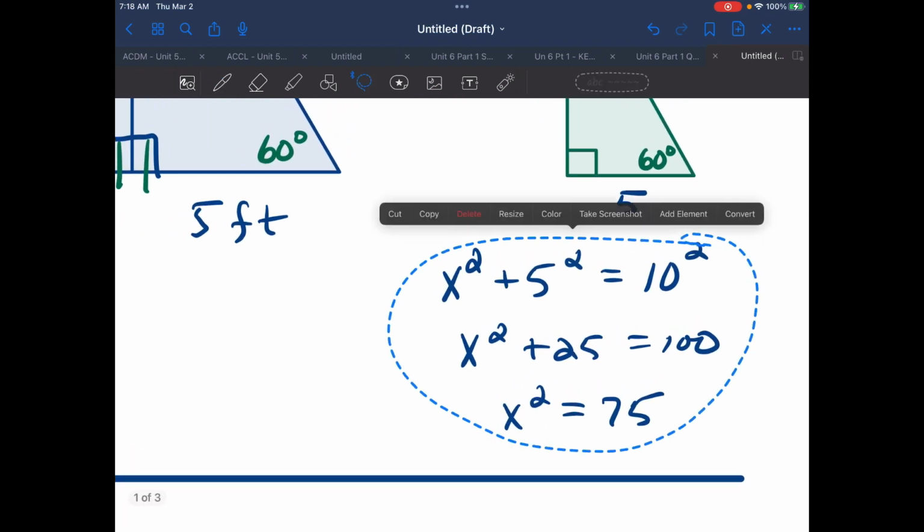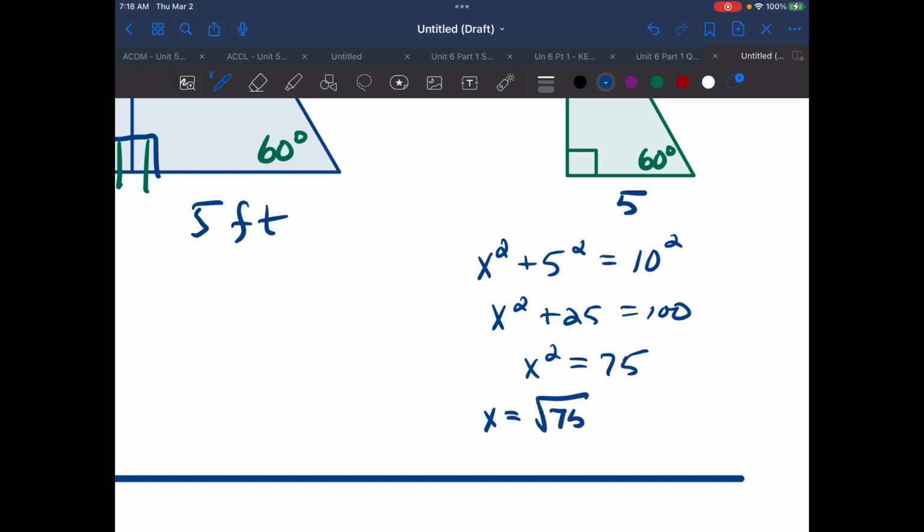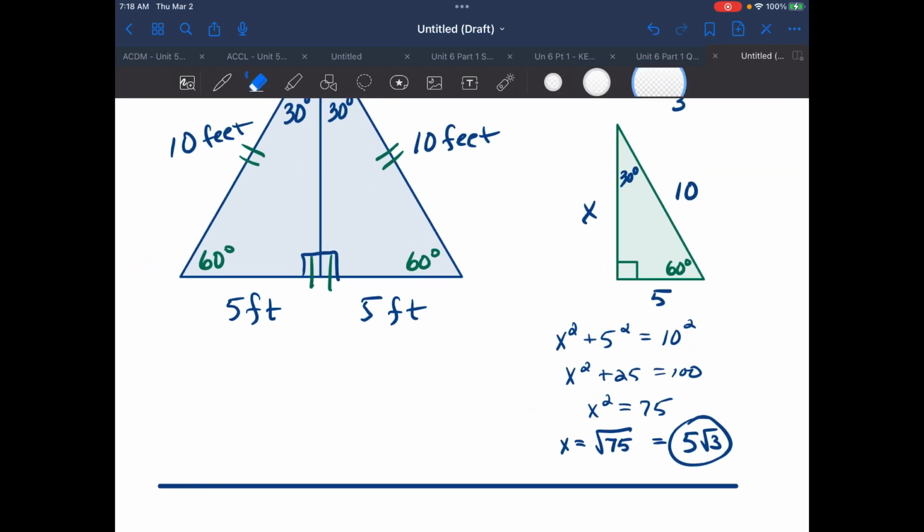What I want to do now is take my square root and find out what my missing side is. So if x equals the square root of 75, let's simplify that radical. What would the simplified version of radical 75 be? Well, good. Hopefully you broke it up into 25 times 3, and that's going to give me 5 radical 3. Now let's take a look at the sides here. I'm going to have 10, 5, and now 5 radical 3. Let's just leave that there for now.